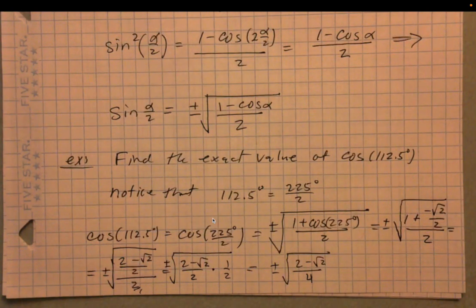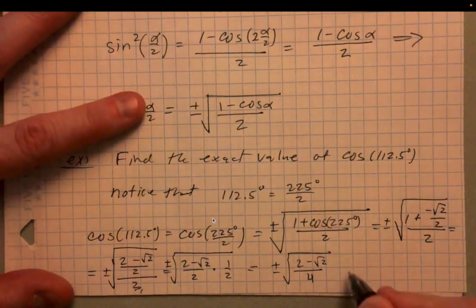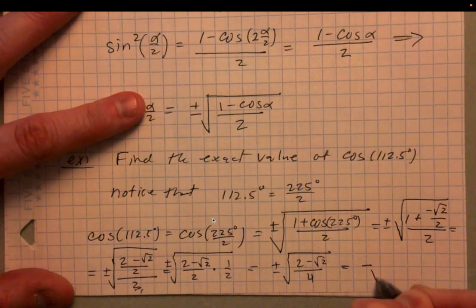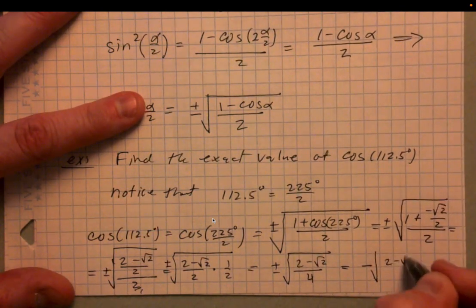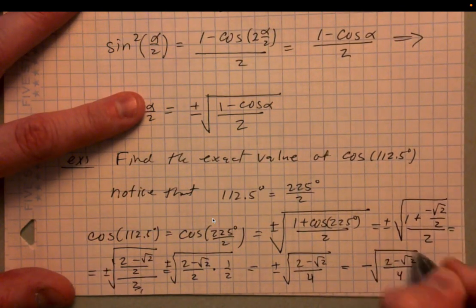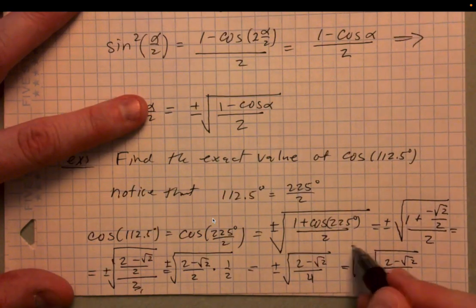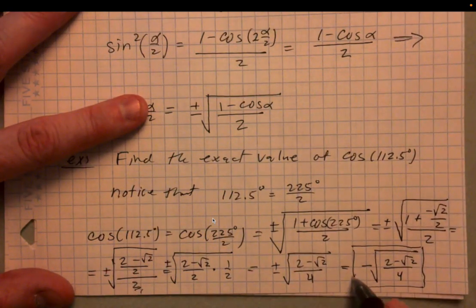Now the question is, is this plus? Is this minus? Which is it? Well, we know that the cosine of 112.5 degrees is going to have to be negative. That'll put us in quadrant 2. And so this would be negative the square root of (2 minus the square root of 2) over 4. Okay, and so this would be the best answer. This is the exact value.